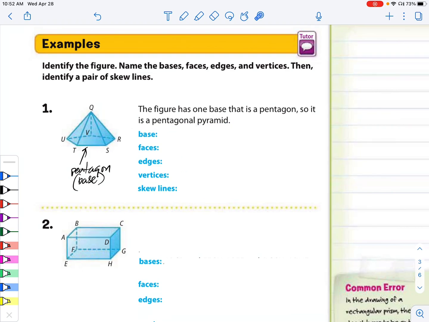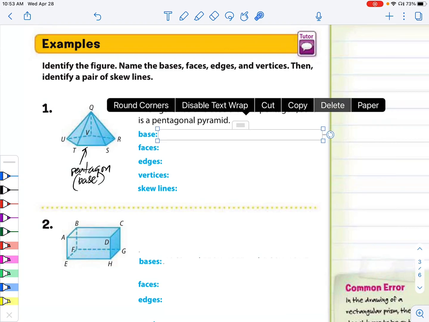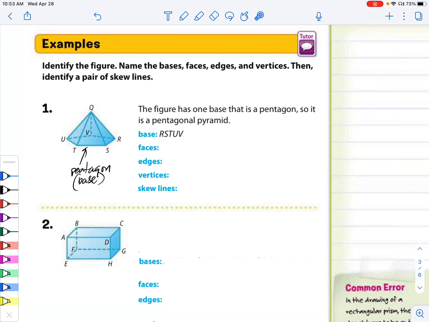Okay, if we are to name the base, we can name it as RSTUV.